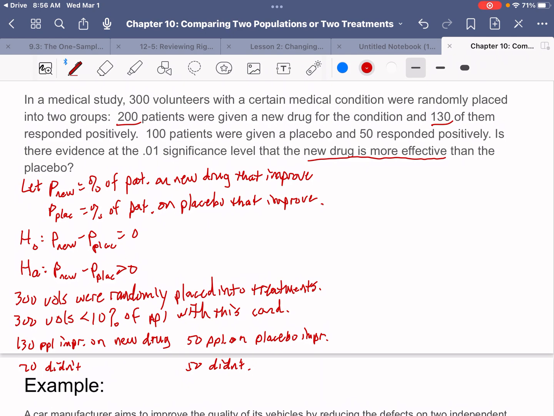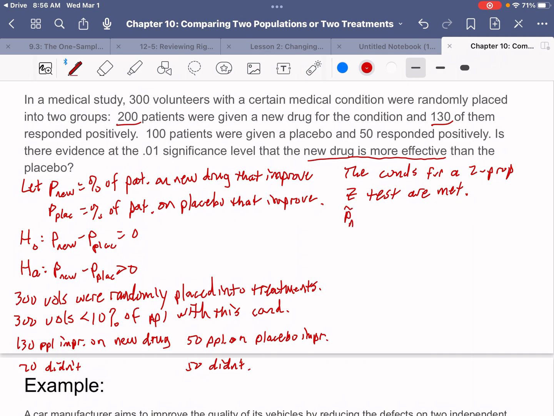Okay, so now I can say the conditions for a 2 proportion z-test are met. Okay, so now I'm ready to move on to the math, and I've developed the 2 formulas for you, but there's a little bit more to it. You want to do this.